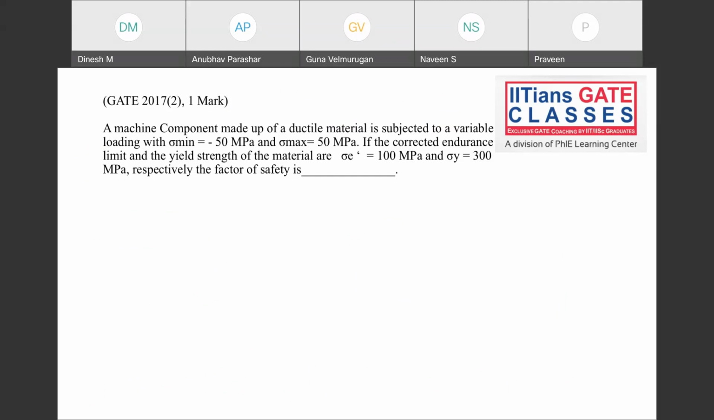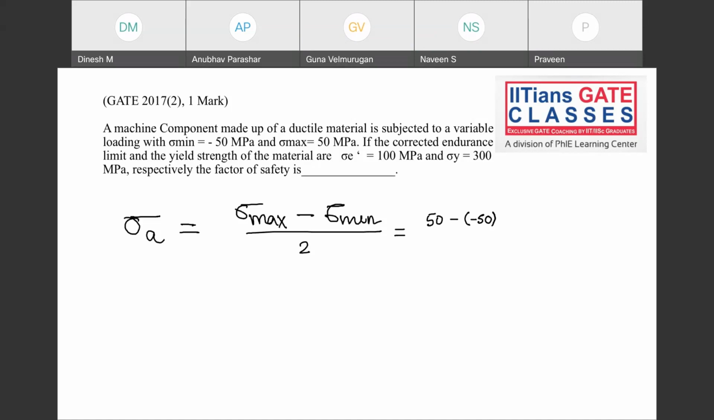Can you calculate the stress amplitude? What will be the stress amplitude? Sigma A. You have seen this in the last class. It is sigma maximum minus sigma minimum, divided by 2. So in this case, it is 50 minus of minus 50, divided by 2. That is equal to 50 megapascal.